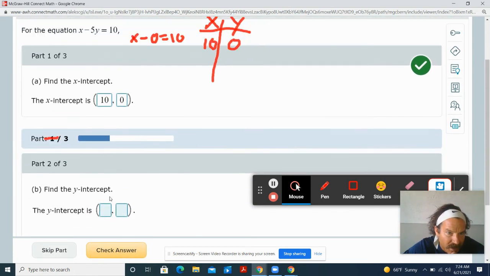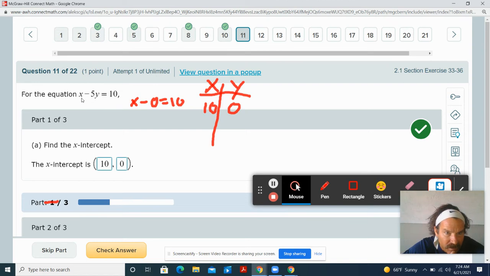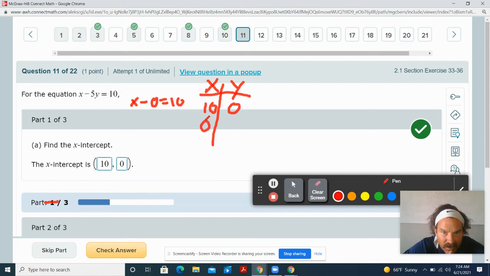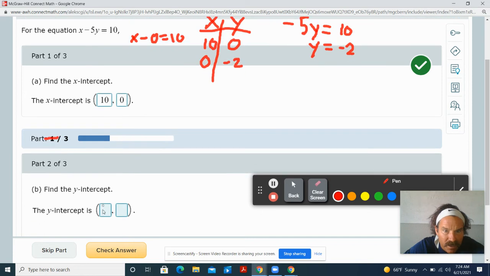Part 2 probably will ask you for the y-intercept. For the y-intercept, now we're going to set x equal to 0. So using the same table here, if I set x equal to 0, now I have 0 minus 5y, so I'll just put minus 5y equals 10. Divide both sides by negative 5, and I get negative 2. So the y-intercept is 0, negative 2. Okay, check answer.